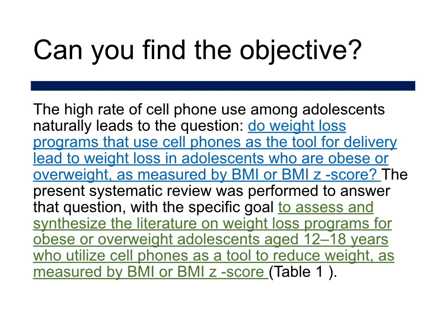The research question is, do weight loss programs that use cell phones as the tool for delivery lead to weight loss in adolescents who are obese or overweight as measured by BMI or BMI Z-score? So that's what's underlined in blue. And then the objective here is to assess and synthesize the literature on weight loss programs for obese or overweight adolescents aged 12 to 18 years who utilize cell phones as a tool to reduce weight, as measured by BMI or BMI Z-score.